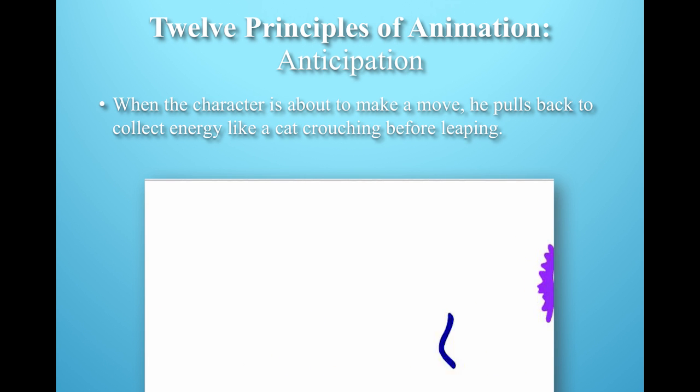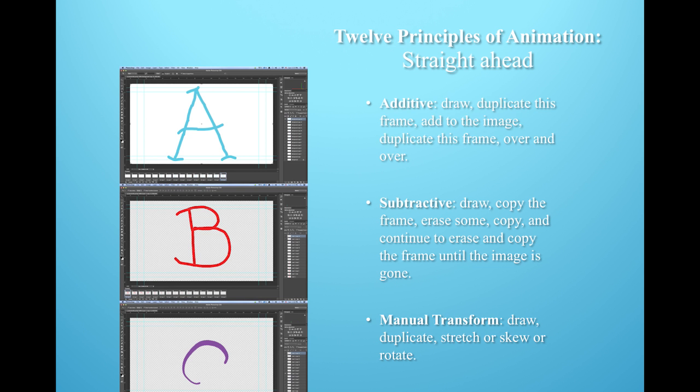Then we've got the principle of anticipation, and that's what the string is doing there. When the character is about to make a move, he pulls back to collect energy like a cat crouching before leaping. And you remember when we did the anticipation and the squash and stretch animation in class. Now also we talked about straight ahead. We had additive, subtractive, and manual transform. So A, B, and C.